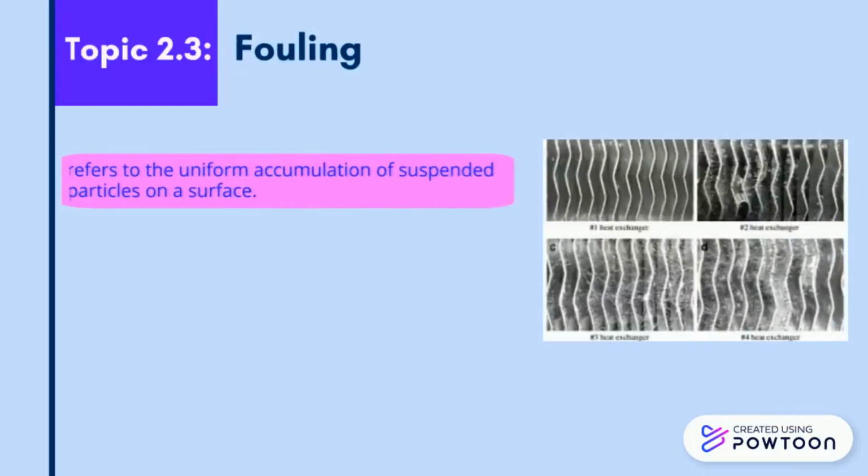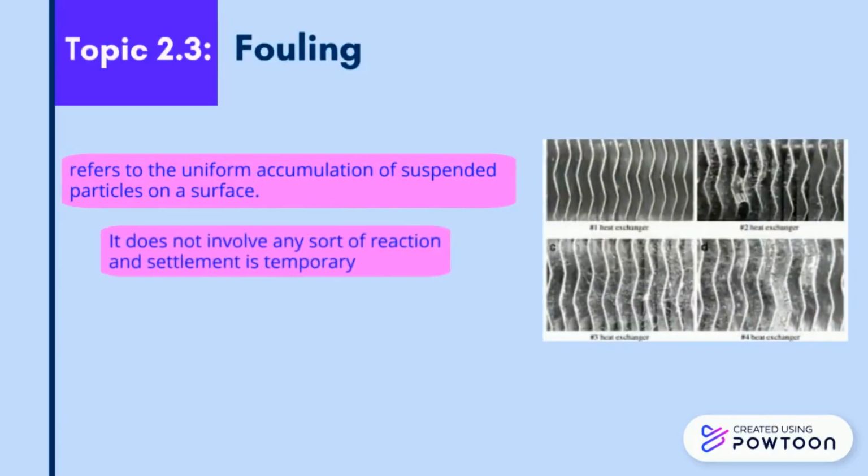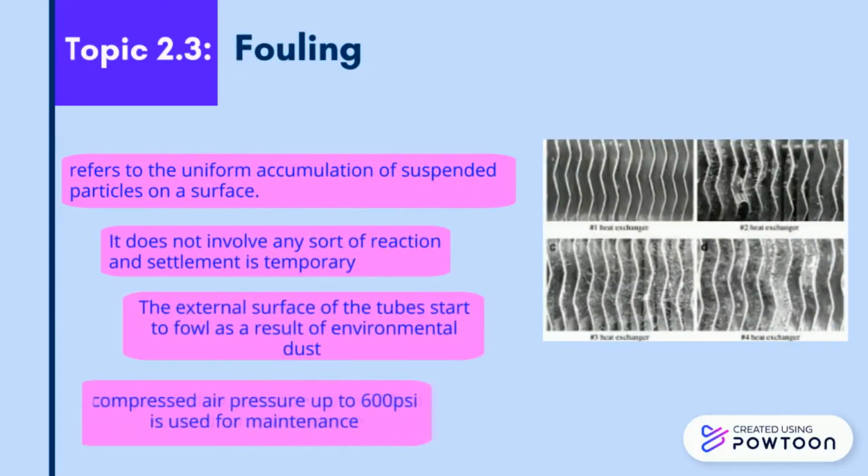The last topic, fouling, refers to the uniform accumulation of suspended particles on a surface. It does not involve any sort of reaction and settlement. It's temporary. The external surface of the tube starts to foul as the result of environmental dust. Compressed air pressure up to 600 psi is used for maintenance.